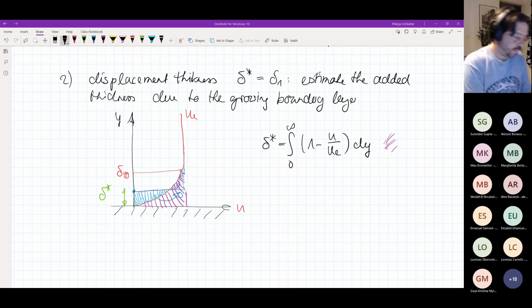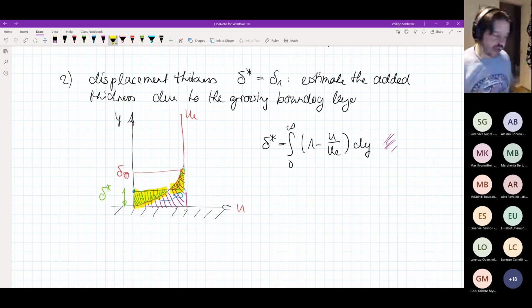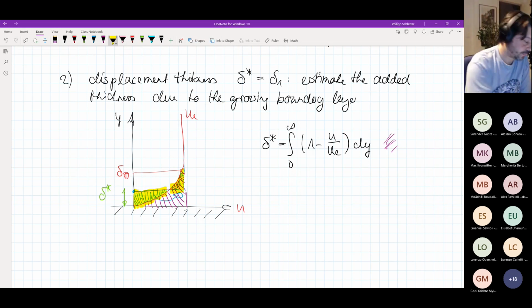So what we have looked at before the break was the definition of the displacement thickness as a way of estimating what an inviscid flow would feel as the displacement effect of the boundary layer, where essentially the idea is that we just move this slowed down part of the flow or of the boundary layer up here, and then exactly at the point where these two areas are the same, that would then correspond to the displacement thickness delta star.